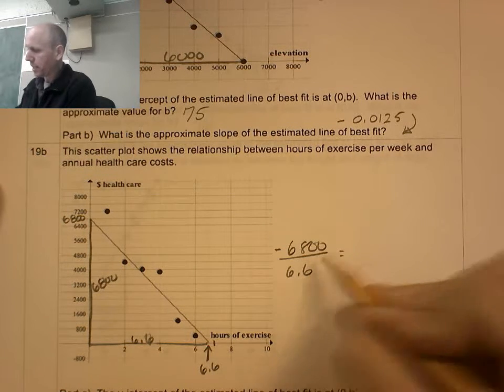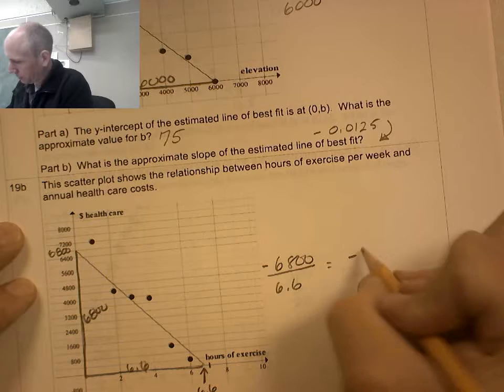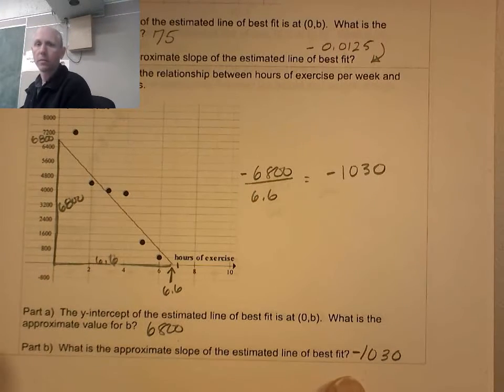So rise over run, it's negative, so I had negative, can't see it. Well, here it is. That's what I say the slope is. Negative 1,030.